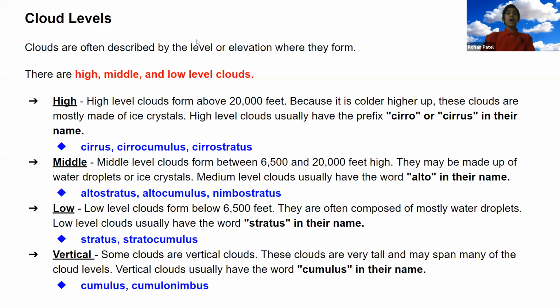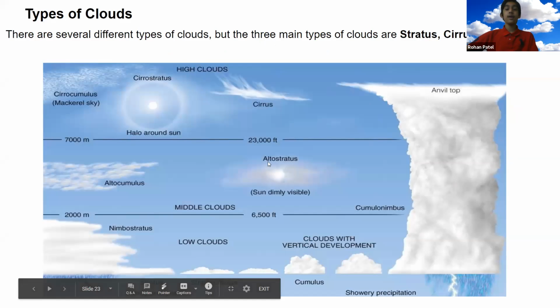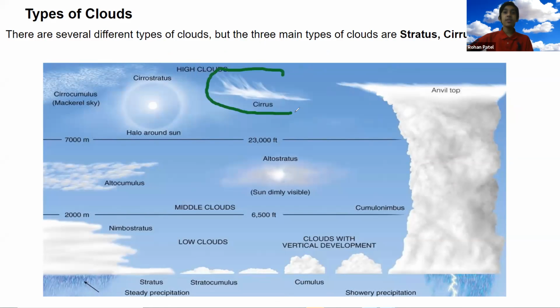So let's remember, high clouds have cirro or cirrus, middle clouds have alto, and low have stratus. Lastly, verticals have cumulus. So this is the perfect diagram. So let's see. We start off with our high clouds. We have our cirrus.